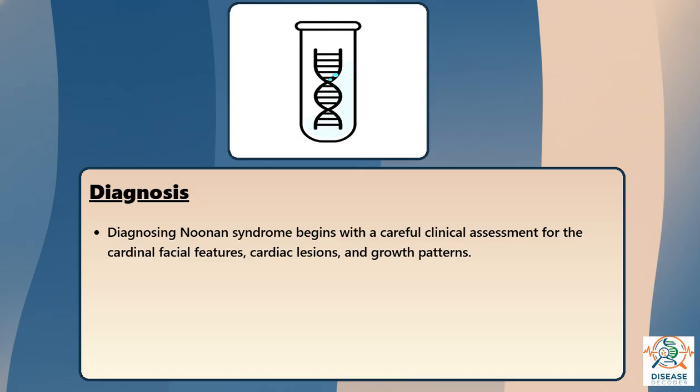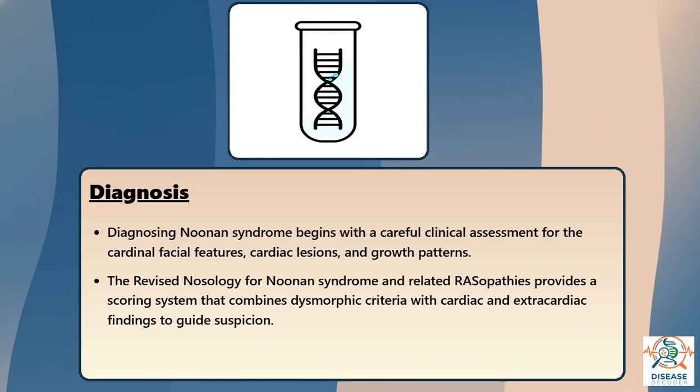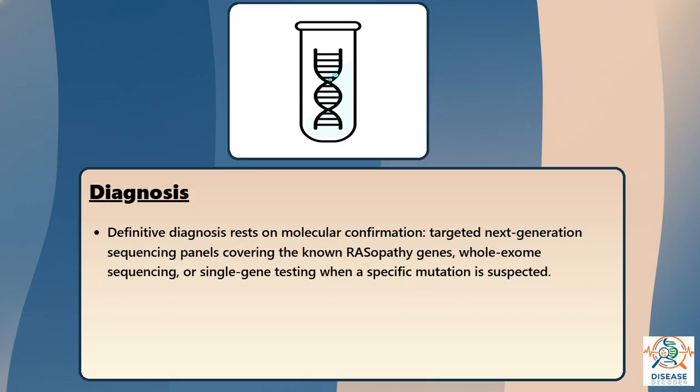and growth patterns. The revised nosology for Noonan syndrome and related RASopathies provides a scoring system that combines dysmorphic criteria with cardiac and extracardiac findings to guide suspicion. Definitive diagnosis rests on molecular confirmation: targeted next-generation sequencing panels covering the known RASopathy genes, whole exome sequencing, or single-gene testing when a specific mutation is suspected.